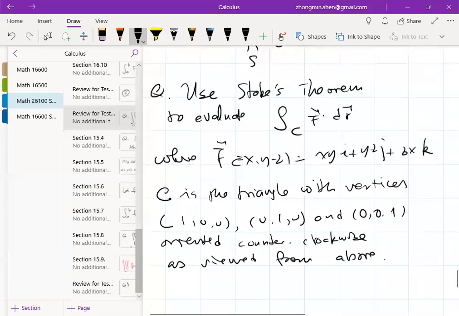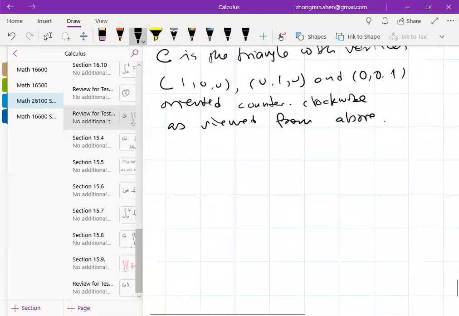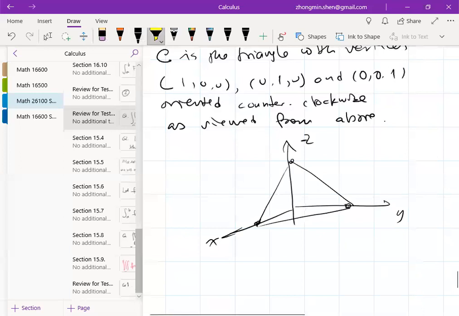Right. So here's a picture. It's in the space x, y, z. This is the first point, that is the second point, and that's the third point. This is my plane, my surface. It is oriented in that form, and that's the curve C.